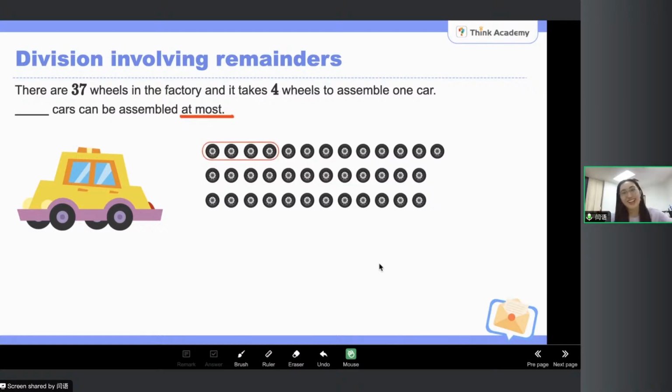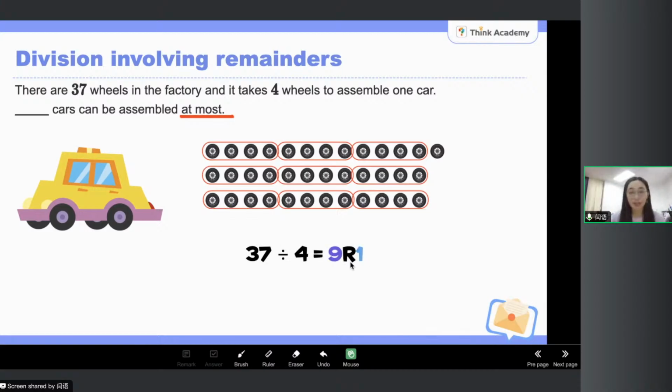Okay, good job. So here you see we can just group these wheels 4 by 4, 4 by 4, okay? So following this, oh, I see. Some students say 9, some students said 10. Okay, so let's have a look. I know that everyone should be able to figure out the equation, right? It should be 37 divided by 4. The answer is 9 remainder 1.